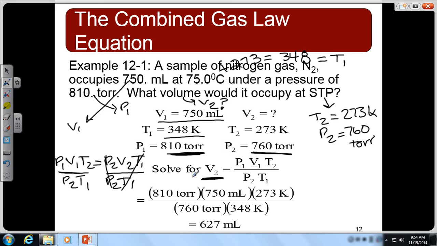Okay? Some people, personally, I just go through what's given, and I write out to the side what it is. Or you can list everything if you want to, or whatever you want to do. Okay, you multiply everything on the top, multiply everything on the bottom, divide this into that, and that's what you end up with. Okay? So the new volume, V2, is 627.